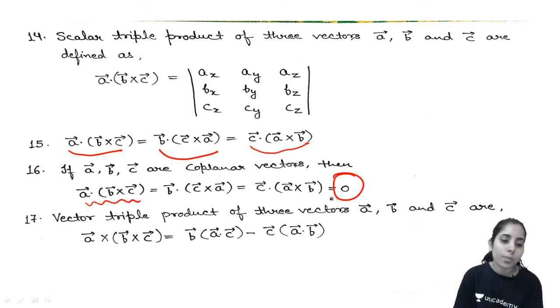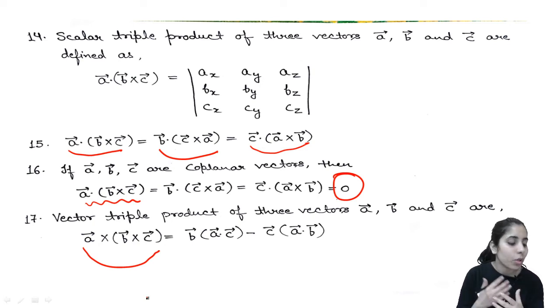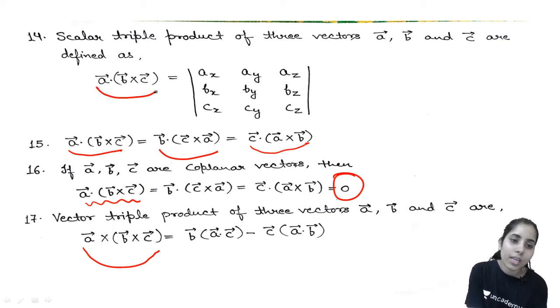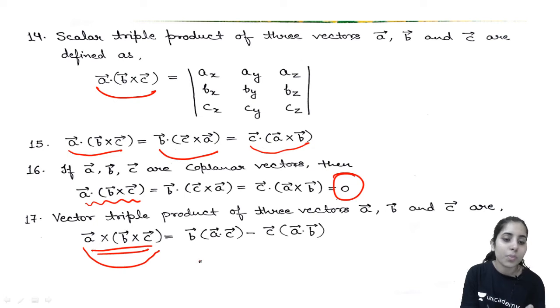Now if I talk about the vector triple product, how do we write it? If you have three vectors, A cross B cross C, clear, that is known as the vector triple product, and the earlier one is known as the scalar triple product. If you have an expression of this kind given to you, then you can simply write its value as B (A dot C) minus C (A dot B). Clear. So that's how you can simply get the value of the vector triple product.